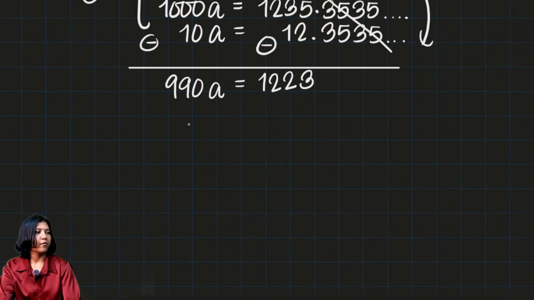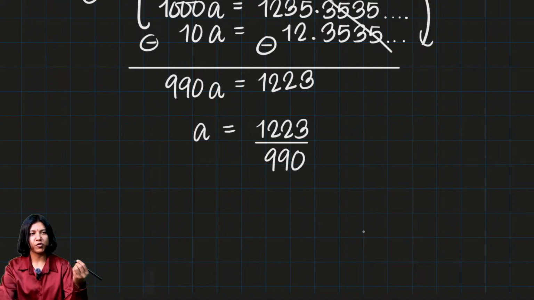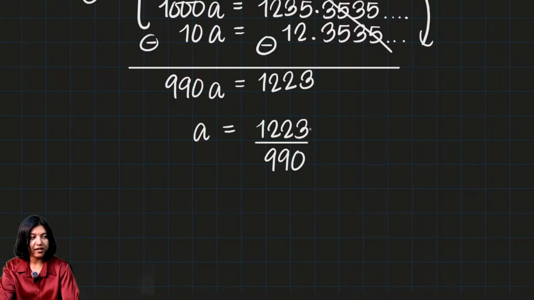Now, what do I get? I have 990a equals 1223, telling me that this a has to be equal to 1223 upon 990, because I want to remove that 990 which was multiplying on the other side. My suggestion is you always oppose the operation, meaning 990 was multiplying on the other side, so it will come and divide the other side.